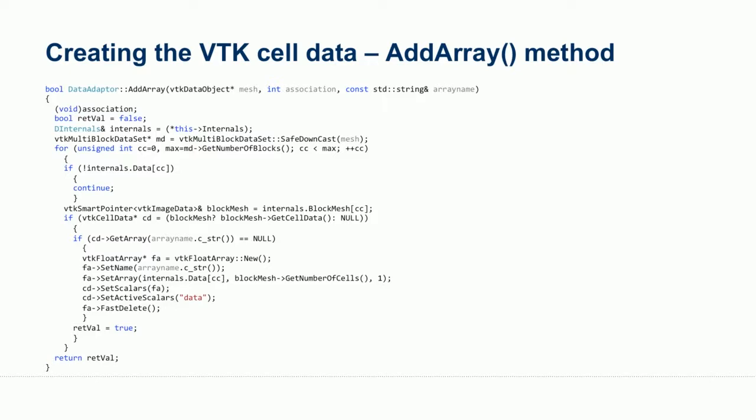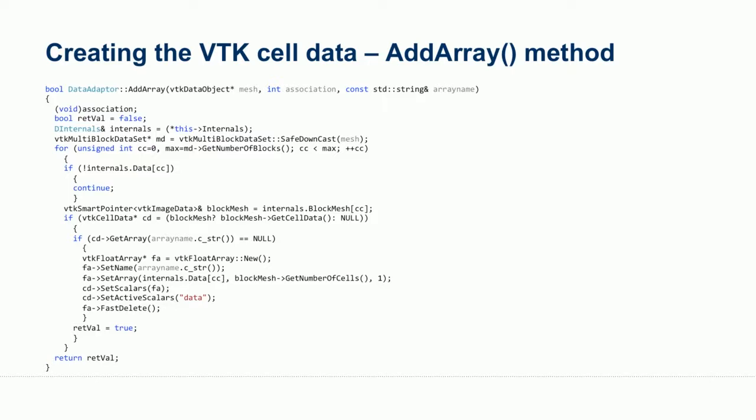We don't have anything to do. If this returns null, then that means the array that we're looking for has not been added to the dictionary yet. And so we're going to create a new instance of a VTK float array. We're going to set the name. That's very important. If you don't set a name, VTK will crash.